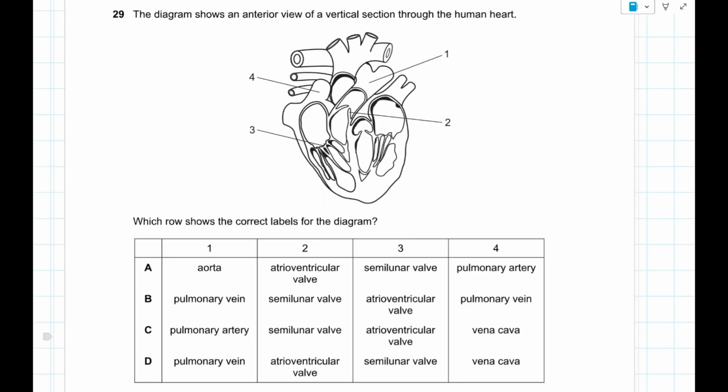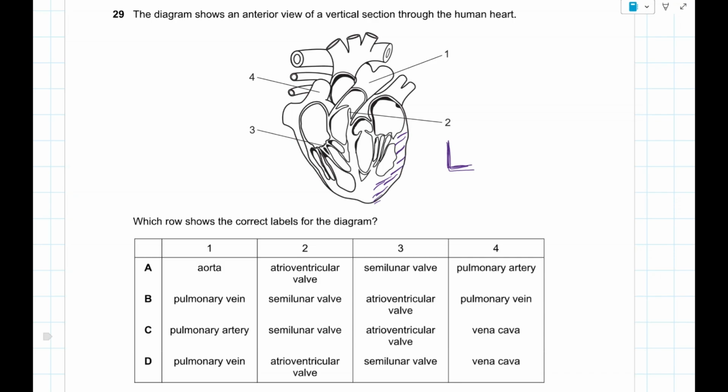Question number 29. The diagram shows an anterior view of a vertical section through the human heart. Which row shows the correct labels for the diagram? So, let's quickly start labeling. First of all, you must identify where's the right and where's the left. We know that the left side of the heart is more muscular. So, we could see a more muscular wall here. Therefore, this is going to be the left side.